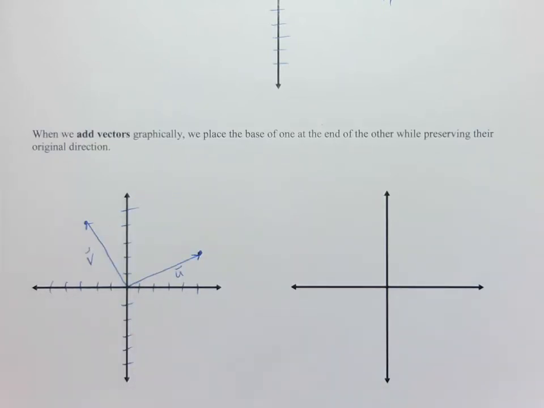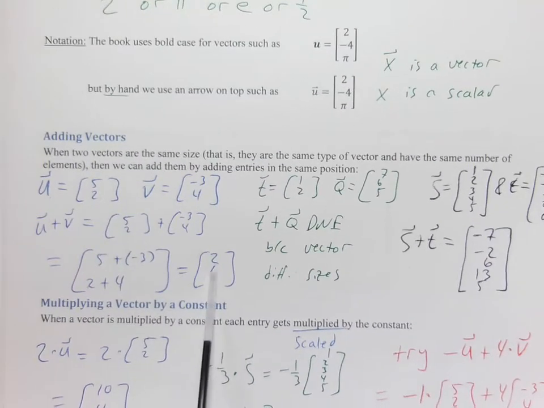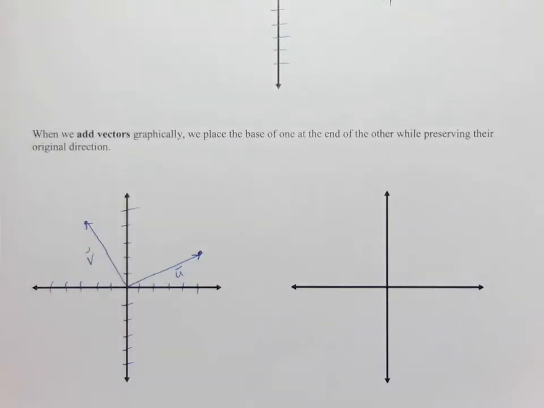So if we want to actually add vectors, well, for one thing, we already know what happens when we add them because we did it on the last page, right? So when we add these two things, wherever it is, we should get 2, 6. And so we'll see what happens when we do that graphically. So like it says, we place the base of one at the end of the other while preserving their direction.